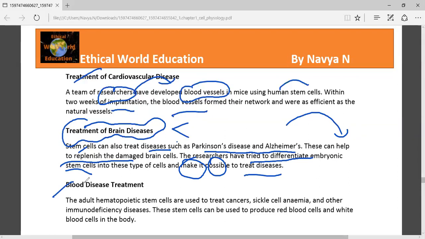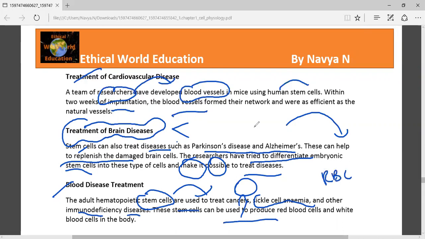Next we have blood disease treatment. Here, adult hematopoietic stem cells are used to treat cancer, sickle cell anemia, and other immunodeficiency diseases. These stem cells can also be used to produce RBCs as well as WBCs.